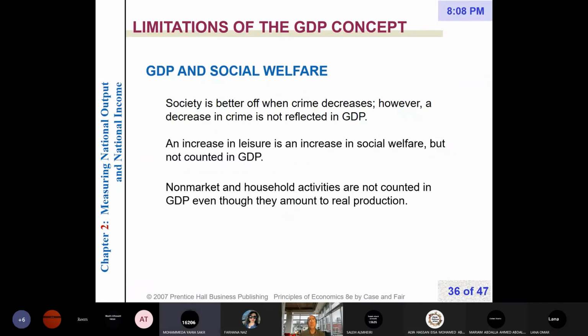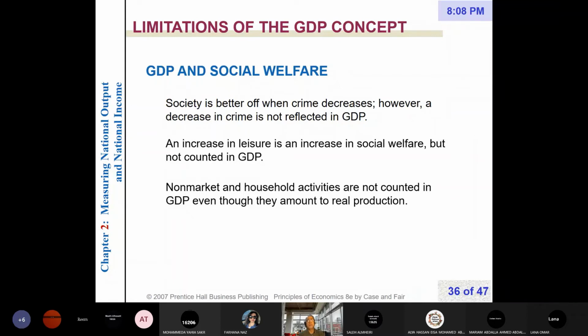Okay, so limitations of the GDP concept. GDP and social welfare: society is better off when crime decreases. However, a decrease in crime is not reflected in GDP. GDP is counted by the market value of goods produced domestically in the market. So the number of crimes is not related to the calculation of gross domestic product, but it affects social welfare. Assume the number of crimes in Greece is higher than in UAE, so we can judge social welfare in Greece is worse off than UAE.